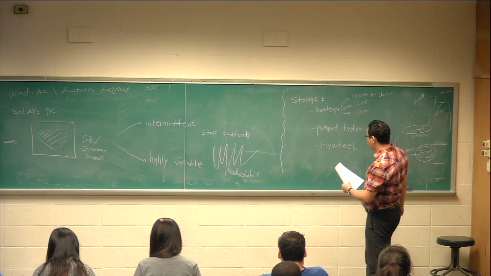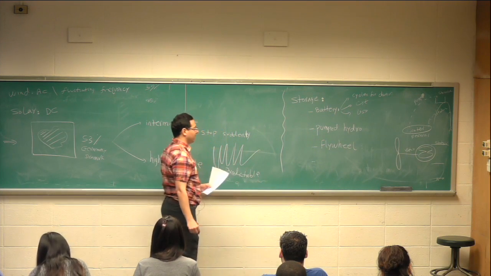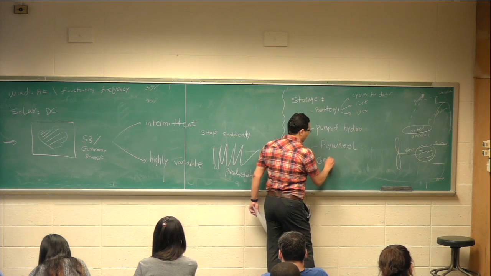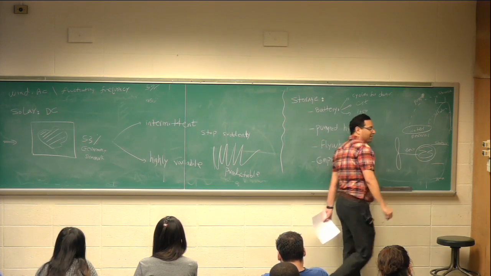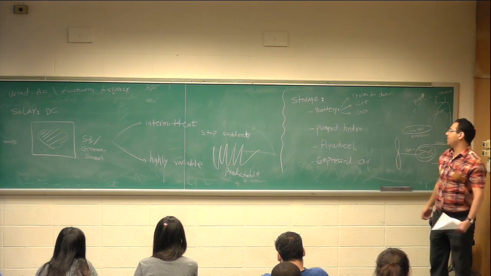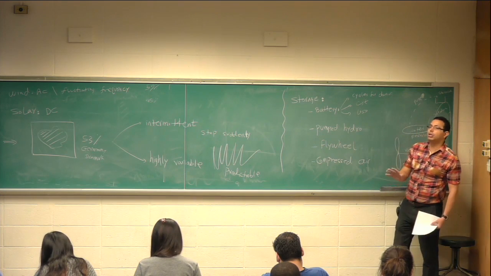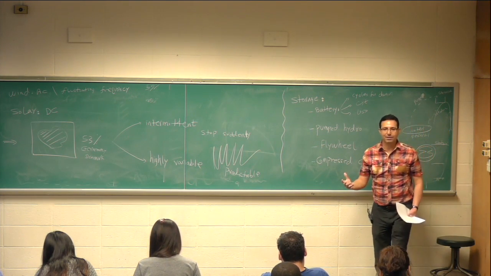So before getting into flywheel, let me just say something else. So flywheel is a little tricky. It's counterintuitive. Another very famous thing is compressed air. So battery is expensive. Pump hydro depends on the location. Something which is cheap and you can use is compressed air. And how does it work?